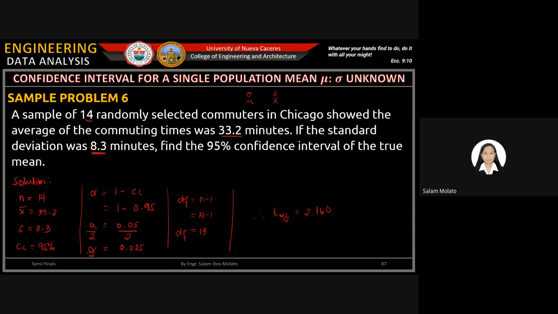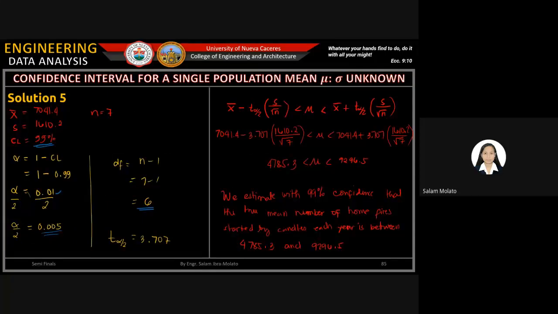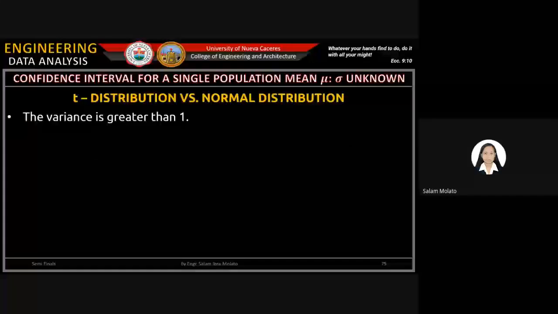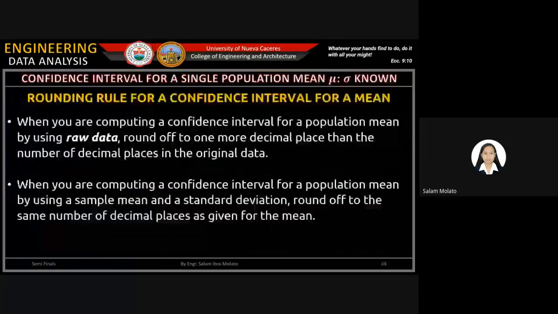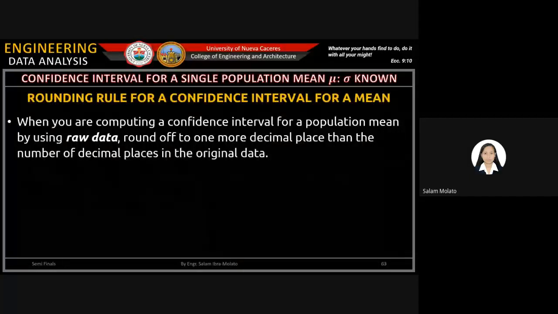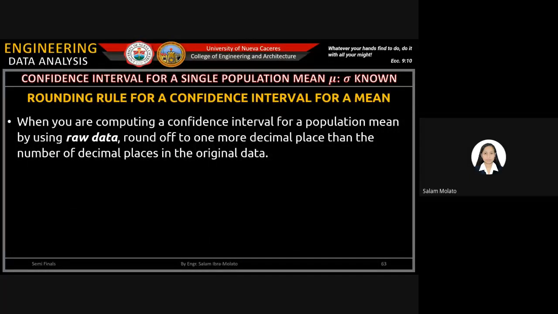Lahat nakakabata. Alright. Balikan natin yung rules, no? Kasi kailangan din yun. Importante yun. Balikan natin yung rules. Ayan. Rounding rule for a confidence interval for a mean. When you are computing a confidence interval for population mean by using raw data, yung example number 5 natin, may marami tayong given na data. So, ang pag-round off niyan, more than one more decimal place.